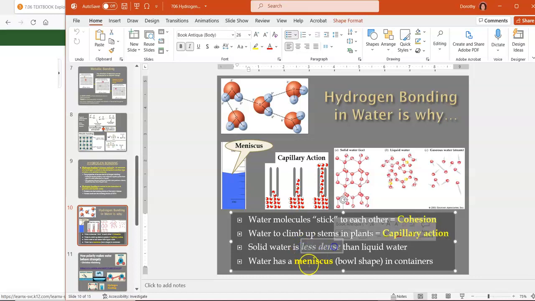It's why solid water is less dense than liquid water. This is an extremely important function of water. Why? Because it's what allows fish to live in rivers and lakes and ponds and oceans, because when the water freezes and turns from a liquid to a solid, it floats on top and the living organisms can survive underneath. And it helps insulate the water underneath.